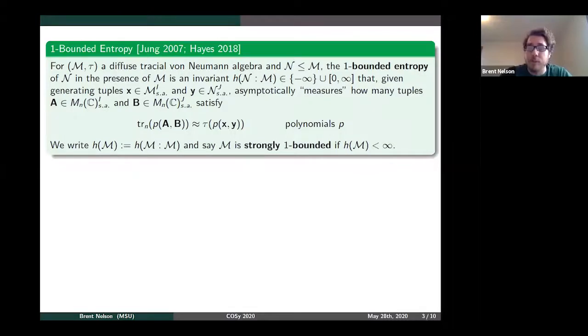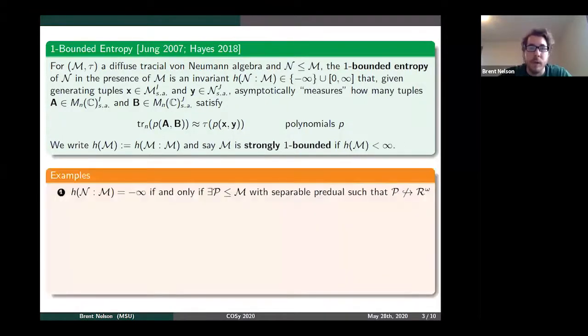So some other notation: when we're just talking about the inclusion of M inside of itself, we'll denote that by h(M). And then we say M is strongly one-bounded whenever this quantity is finite. As I said, I'm not going to give you the explicit definition for this, but rather I'll try and flesh out the picture of it with some examples.